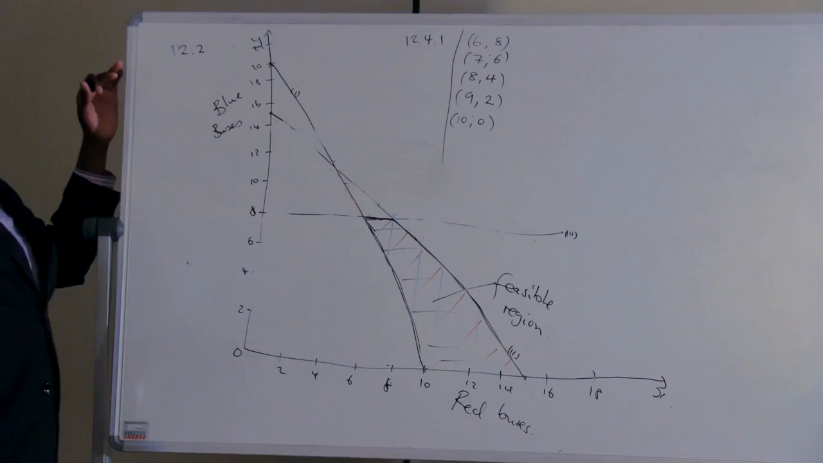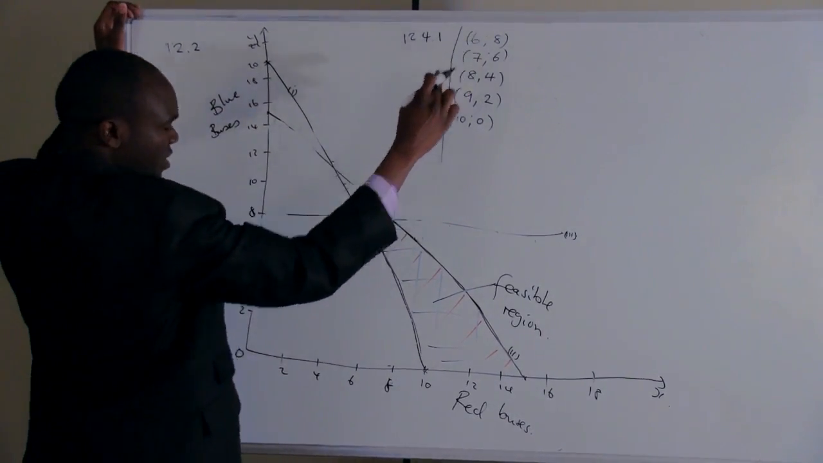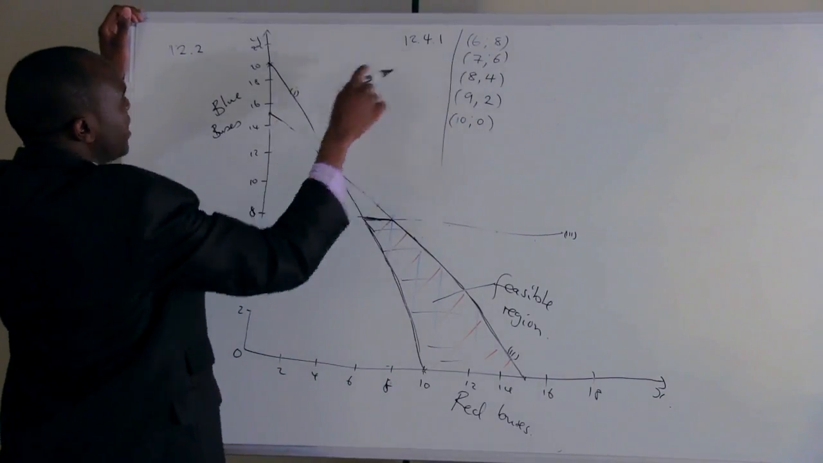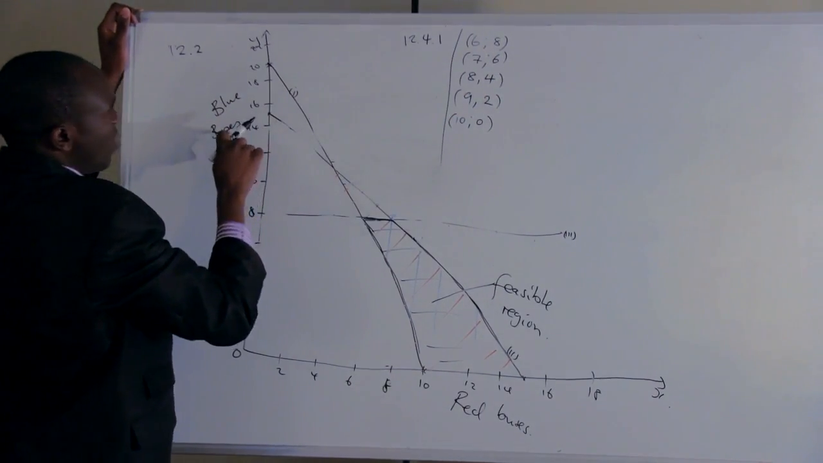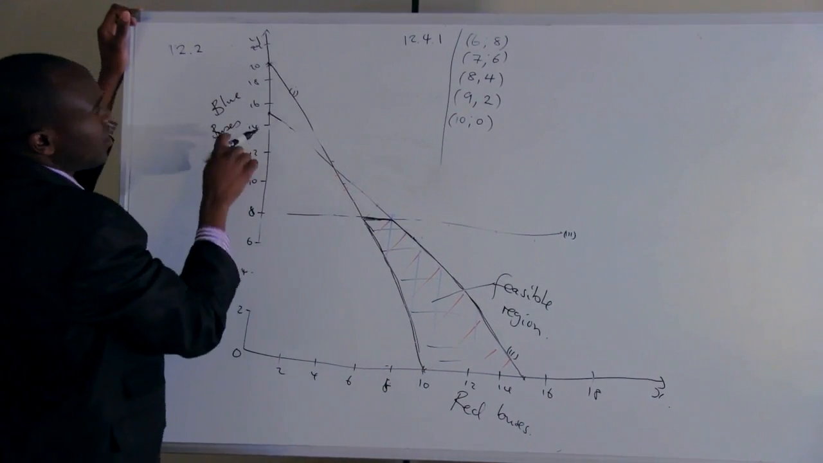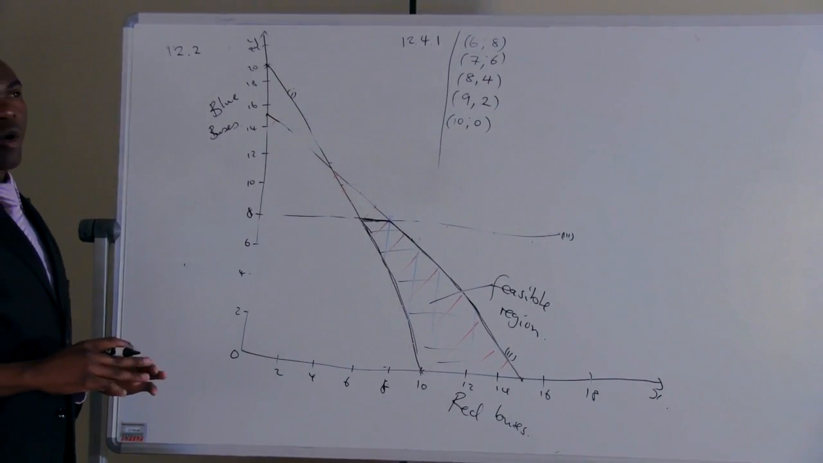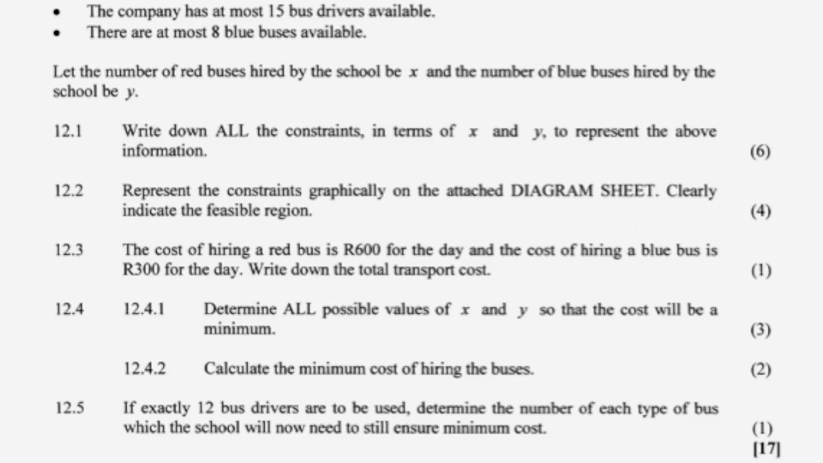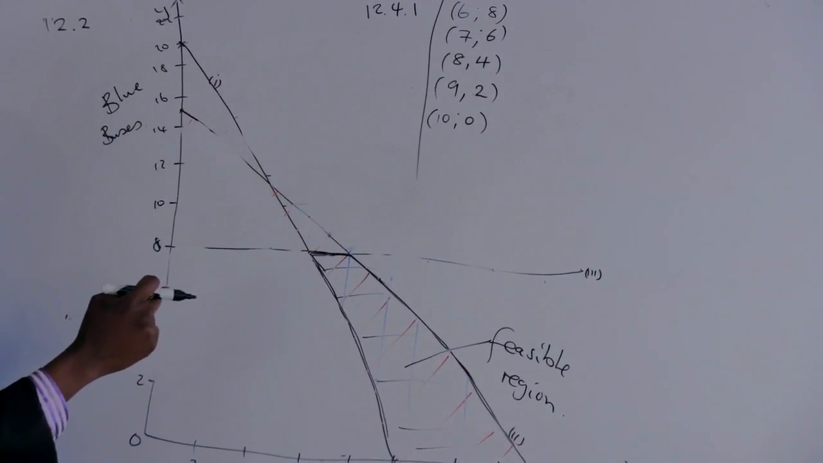So these are possible points that we need to have: 6 red and 8 blue, which means 6 buses that are red and 8 that are blue. That's it. Those are all the possible values of x for which the cost will be minimum. Why do we choose this criteria, where the cost will be minimum?